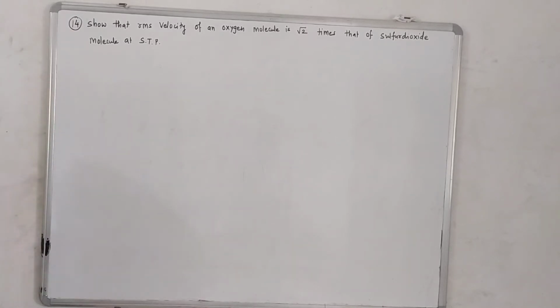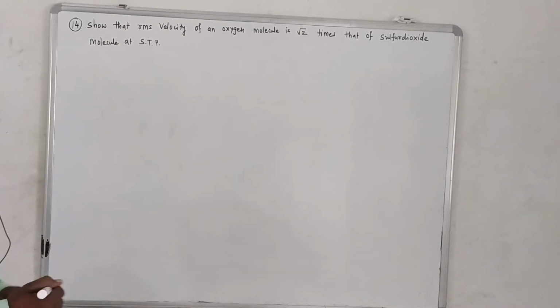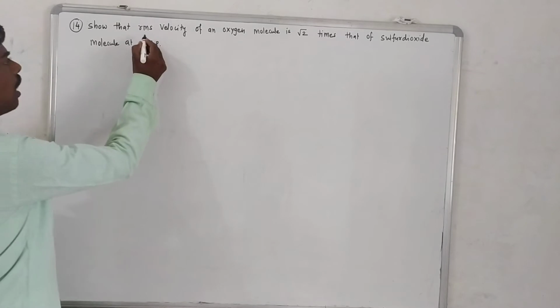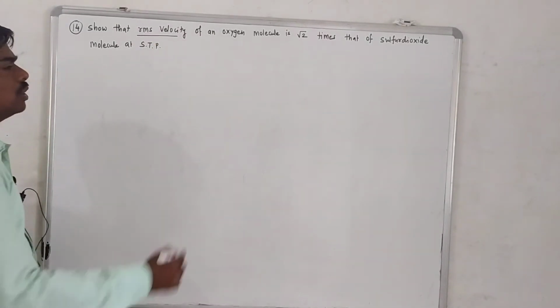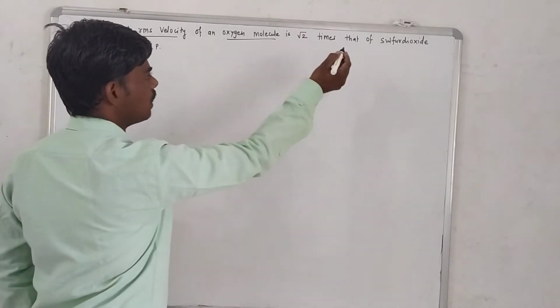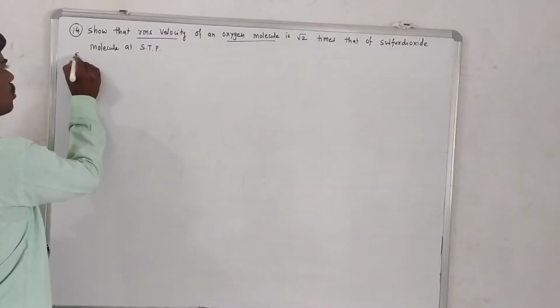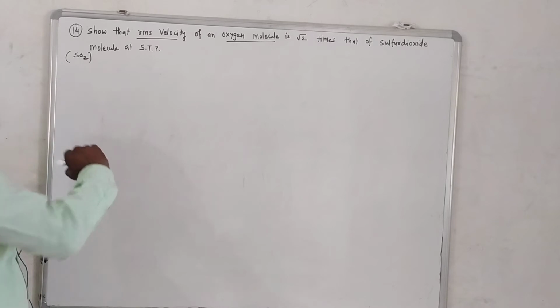This is problem number 14 from chapter Kinetic Theory of Gases and Radiation. This problem is from the unsolved exercise in the Maharashtra State Board book. So the problem is like this. Show that the RMS velocity of an oxygen molecule is root 2 times that of sulfur dioxide, SO2, at STP.